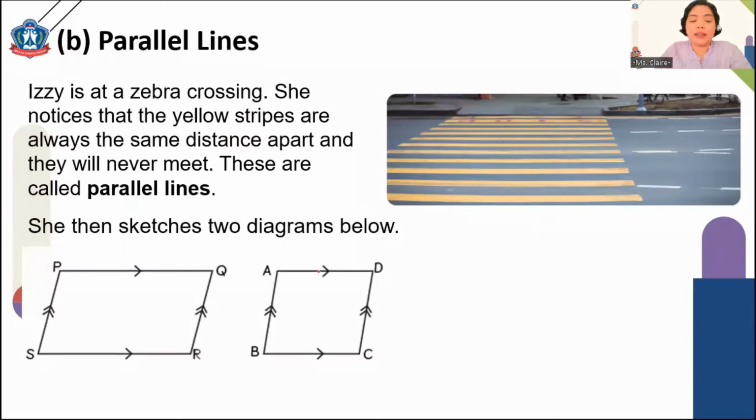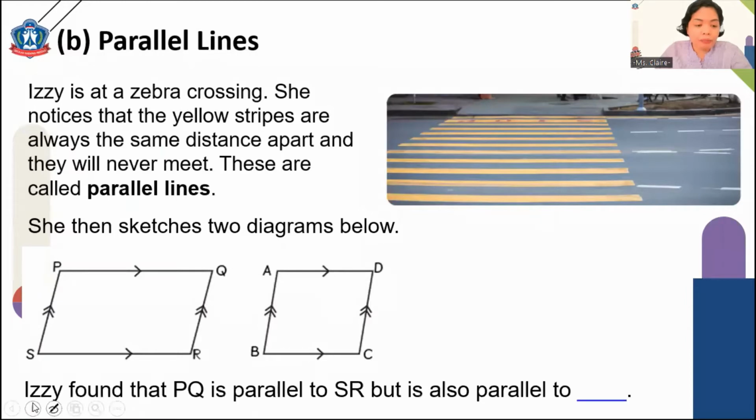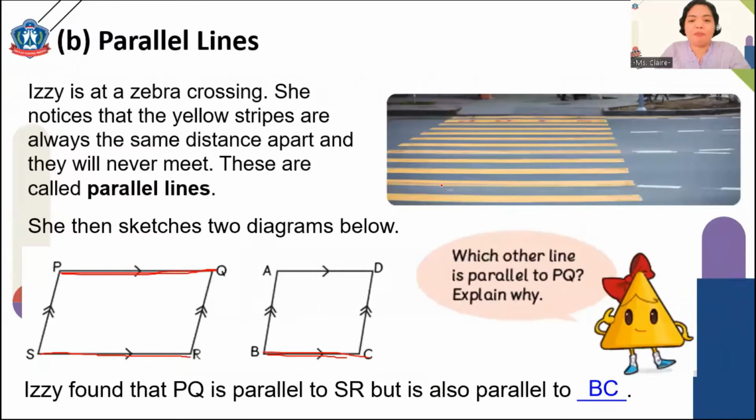Look at these sketches. I have here 2 shapes with lines. We have line PQ, this one, and line RS. These 2 lines will not meet. They are called parallel lines. This one is also parallel to another line BC. So, PQ is also parallel to line BC. Now, what are the other lines that are parallel here? So, if you know, you can share that during our class.